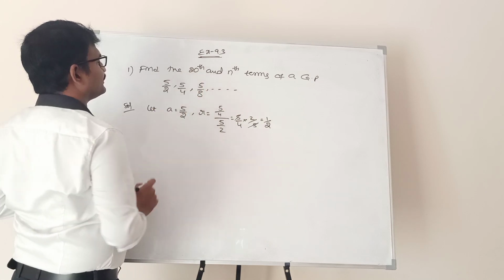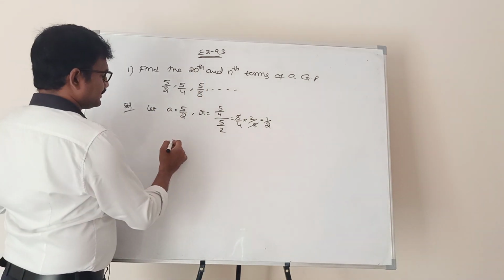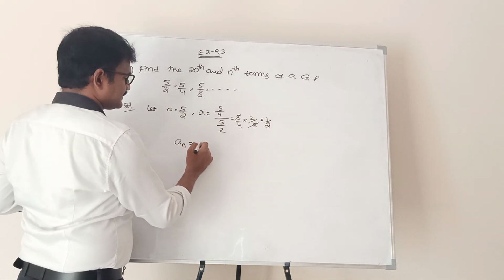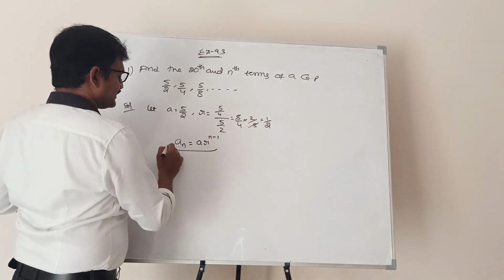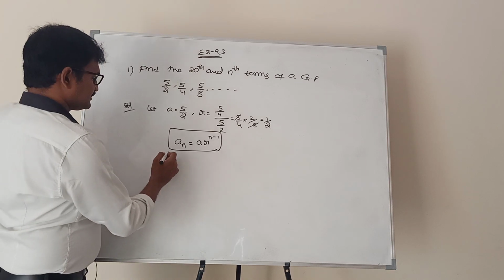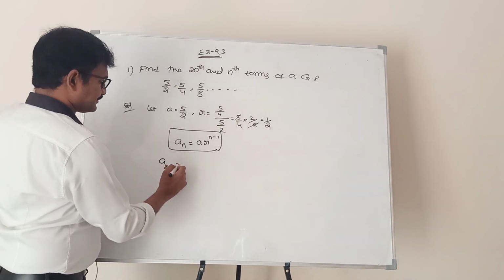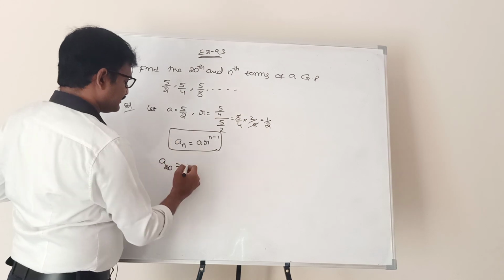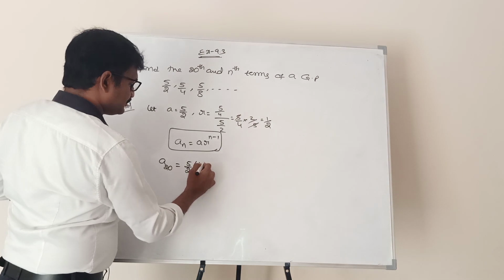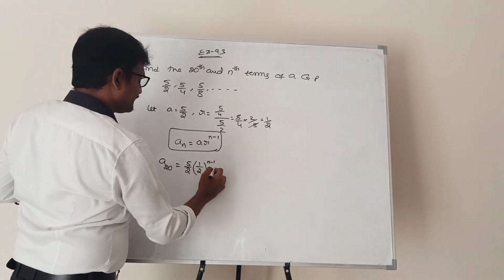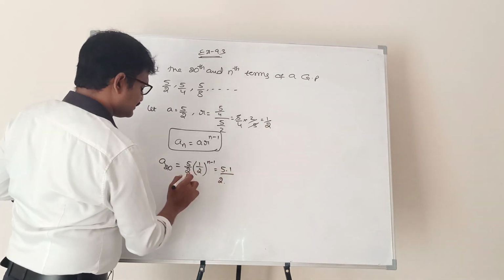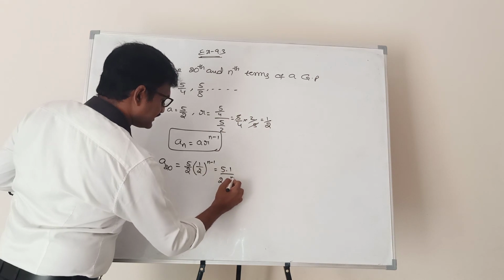So what to find? The 20th term and the nth term. What is the formula for the nth term of a GP? The nth term formula is an is equal to a into r power n minus 1. This is the formula to find the nth term of a GP. So the 20th term is a20 is equal to a, which means 5 by 2, into r. The common ratio is how much? 1 by 2, in whole power n minus 1. 5 by 2 into 1 by 2 power n minus 1.